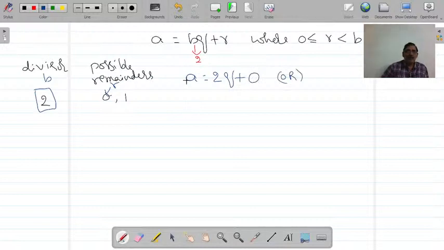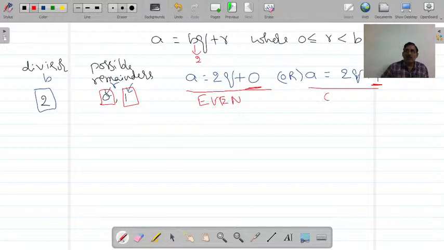Or another way is A is equal to 2Q plus the other remainder, I will take 1. Here what we have to understand is there are two possible remainders, 0, 1. By taking 0 as remainder, I am writing it one time, and by taking 1 as the remainder, I am writing it one time. Okay. So all the numbers which are written in this form are even numbers, and the numbers which can be written in the form of this are odd numbers.